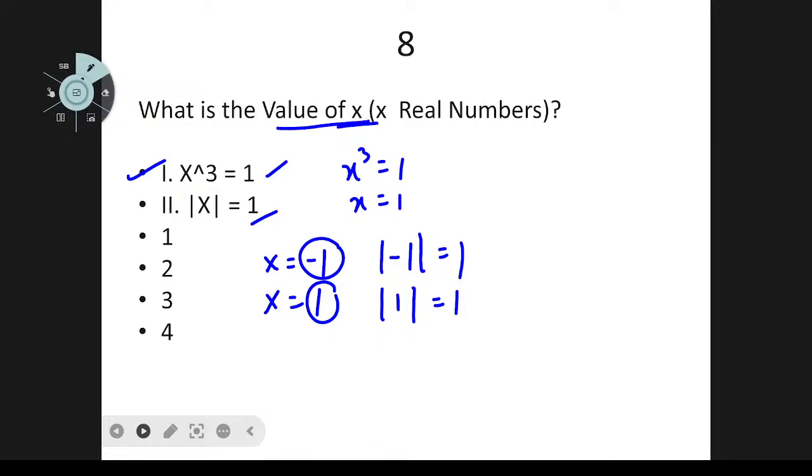So what is the value of x? It can be minus 1, it can be 1. So I don't know. I don't know the value, just the options that it could be this or that. So the first one is the answer.